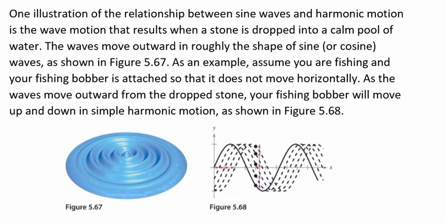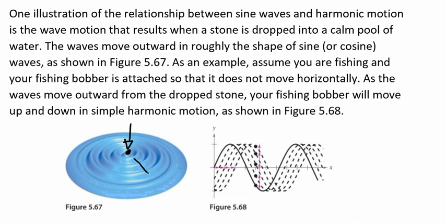In this video, we're going to be talking about simple harmonic motion. Now, one illustration of the relationship between sine waves and harmonic motion is the wave motion that results when a stone is dropped into a calm pool of water. The waves move outward. So here would be where we had dropped the stone.